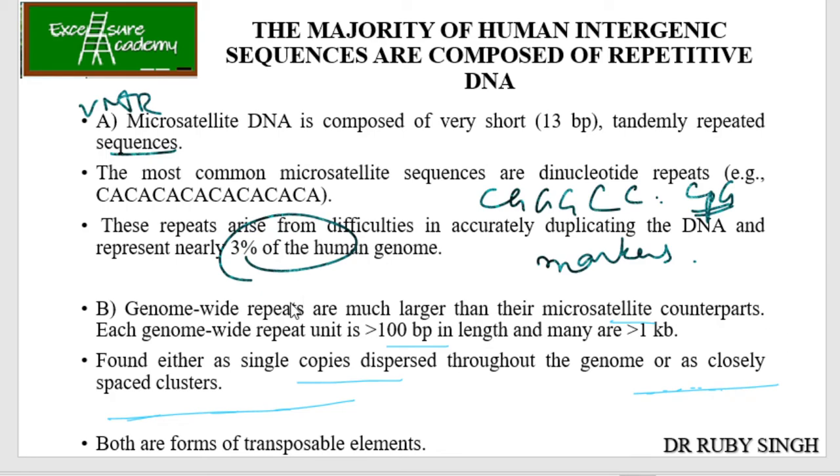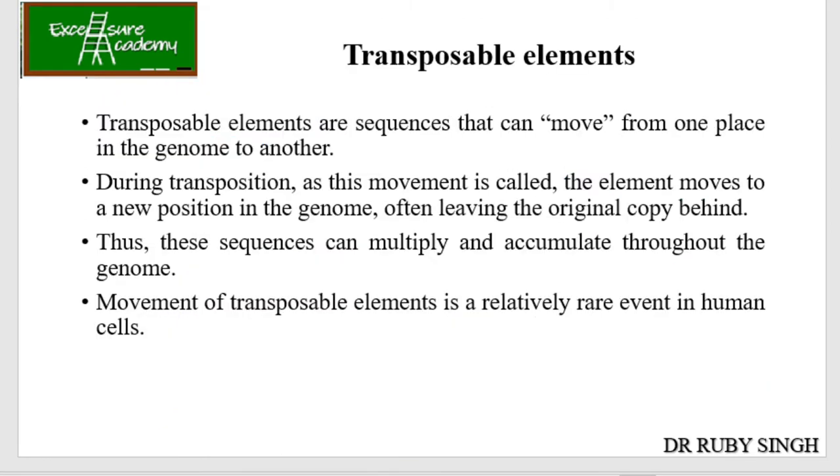Now all these, either the microsatellite or the genome-wide repeats, are both formed from the transposable elements. Now this is what we have known from genetics, transposable elements. The concept was given by Barbara McClintock, and there she has mentioned the transposable elements. So here we are just going to mention the transposable elements, and in detail we will study in the genetics portion. Okay guys.